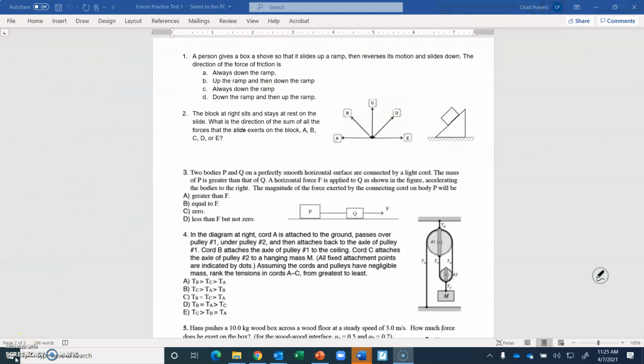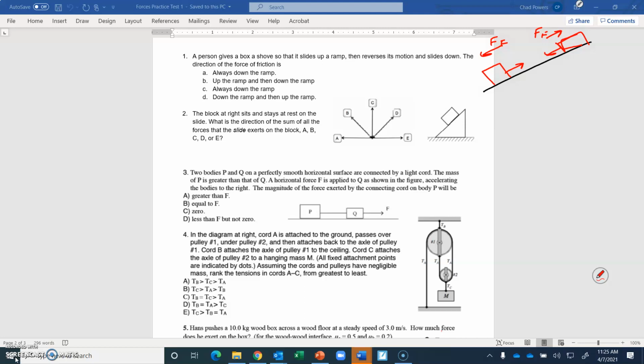And last but not least, the multiple choice. Okay, a person gives a box a shove, so it slides up a ramp, then reverses and slides down. The force of friction is what? No math on this one, right? Friction always acts opposite of motion, right? So as the box slides up the ramp, friction is going to be opposite. As the block slides down the ramp, friction is going to be opposite, right? So friction always opposes motion.